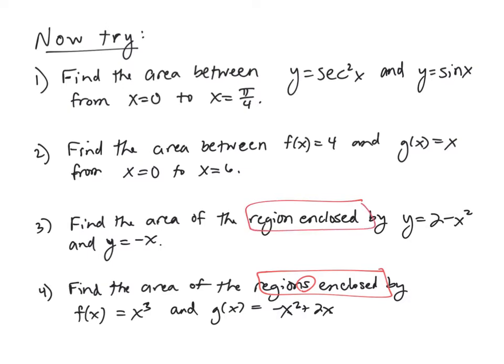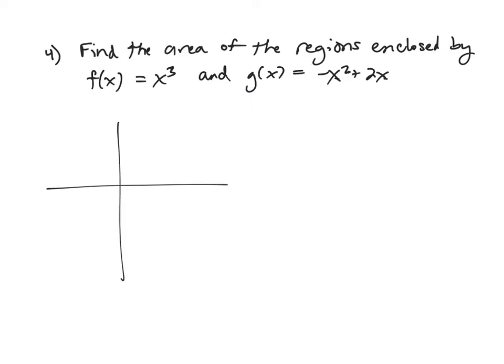Region's enclosed, and last time we had a region enclosed. So this is going to be similar to number 3 versus me giving you random X values. So we are going to have that first step that we didn't have. Let's take a look.